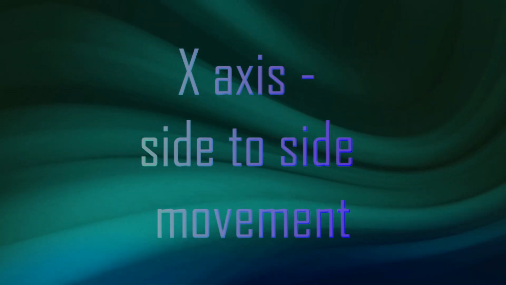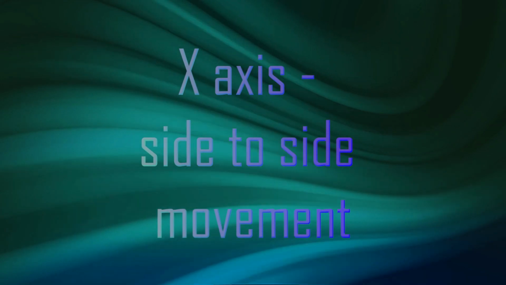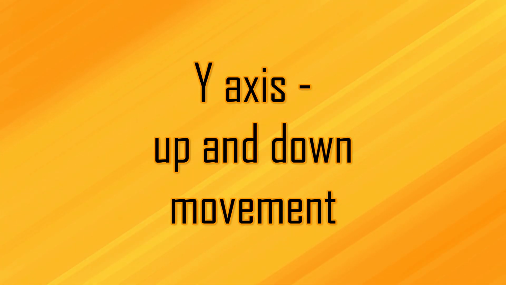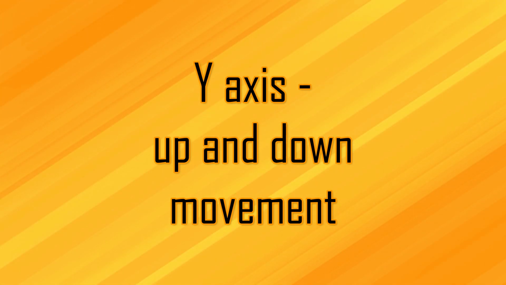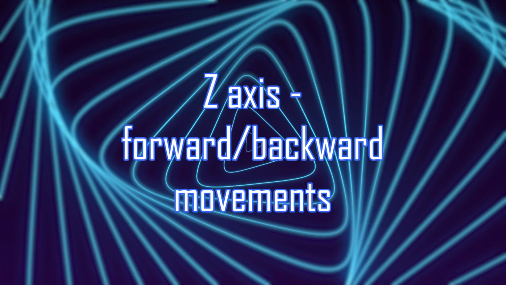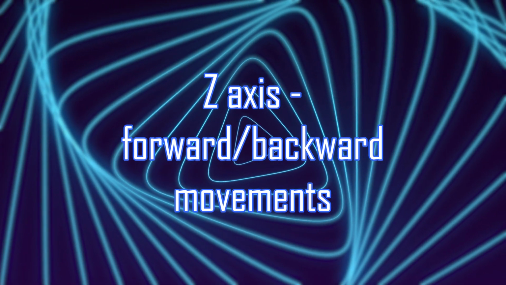The x-axis represents a horizontal direction, usually from left to right or right to left. In most cases, it's the side-to-side movement. The y-axis represents a vertical direction, usually top to bottom or bottom to top. It's associated with the up and down movement. The z-axis represents a depth or front to back direction, typically coming towards you or moving away from you. It's commonly related to forward-backward or front-back movements.